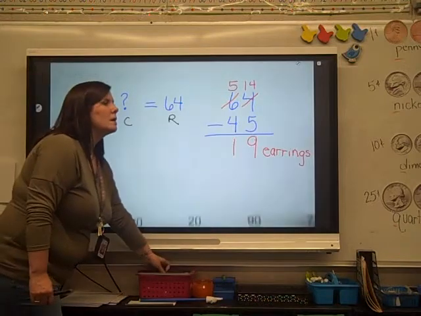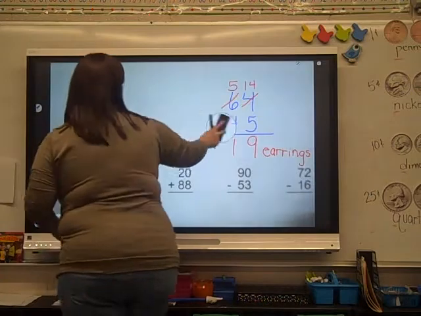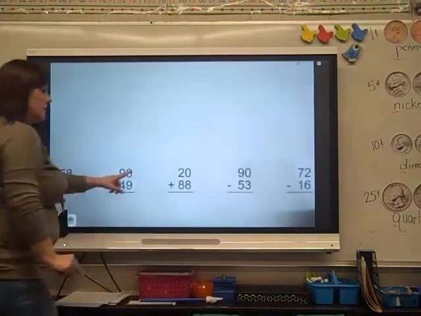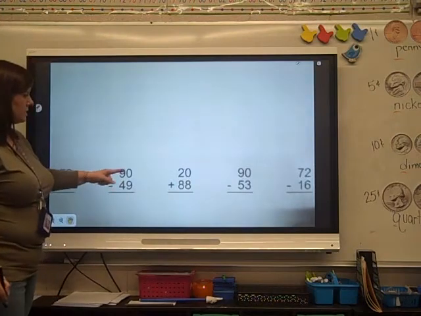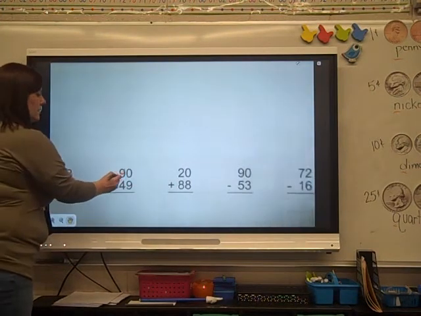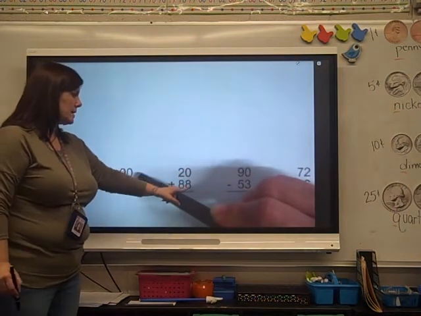Okay, now if we go down to the bottom, here's your addition and subtraction. I want to bring your attention to 0 subtract 9. If I have 0, can I take away 9? No, you're going to have to regroup there. Okay, this one is plus. 0 plus 8 is what?